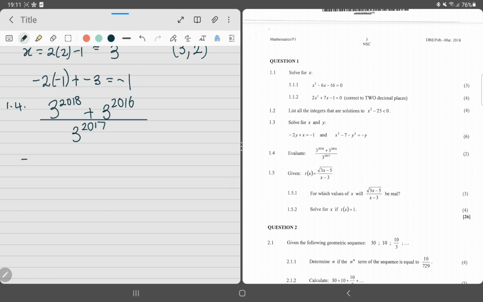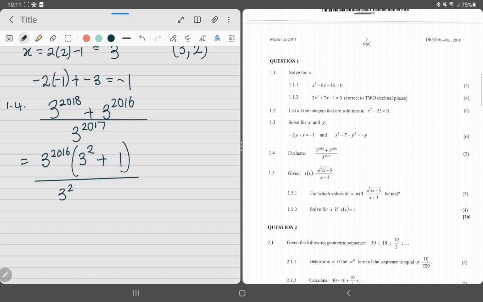So the easiest way to solve this, we are going to take the highest common factor out. So 2016 is the smallest value that we have there. So this is going to be 3^2016. Remember, when you multiply powers of the same base, you add the exponents. So 2016 plus 2 should give me 2018. So that must be a 3 squared. Plus, that's a 1.